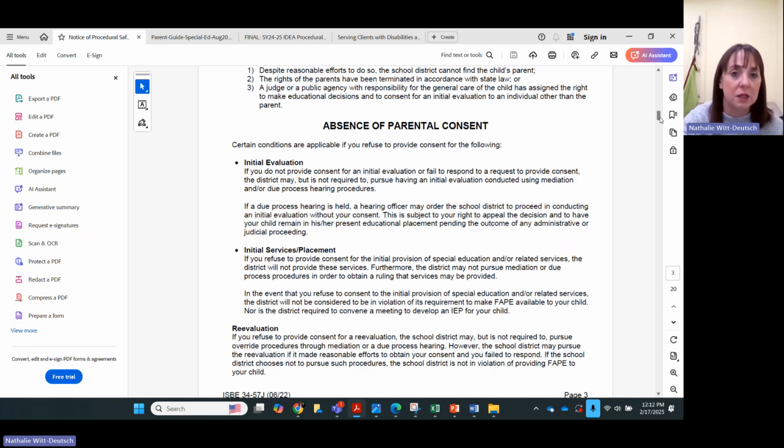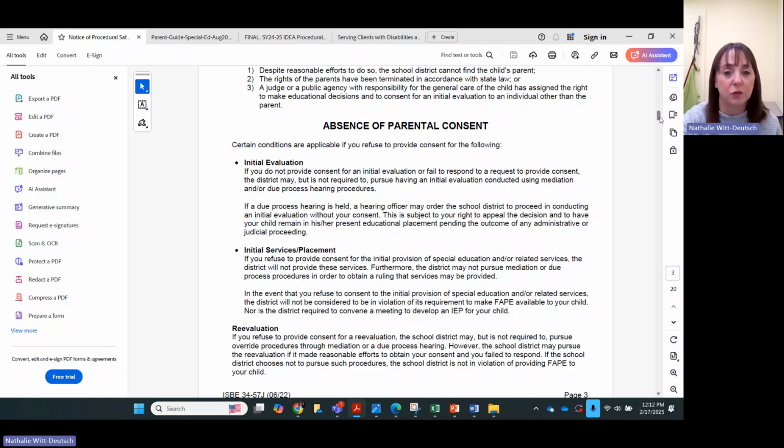If you do not provide consent for the initial evaluation or fail to respond to their request, the district may, but is not required to, pursue having an initial evaluation conducted using mediation and/or due process hearing procedures. So that would be the only time that they could move forward with an initial evaluation: they would have to go through a mediation or due process agreement in order to get consent if you refuse to provide that consent or you fail to respond.